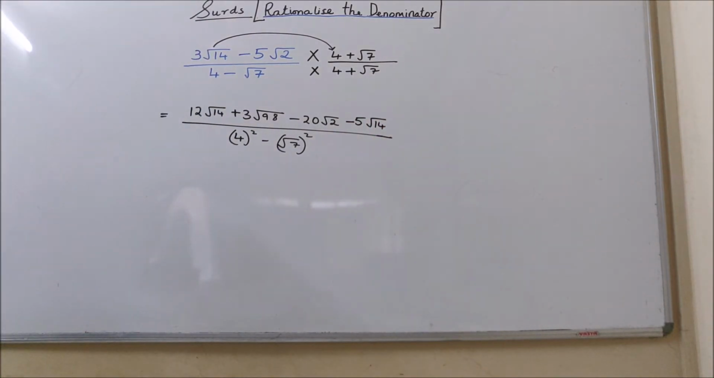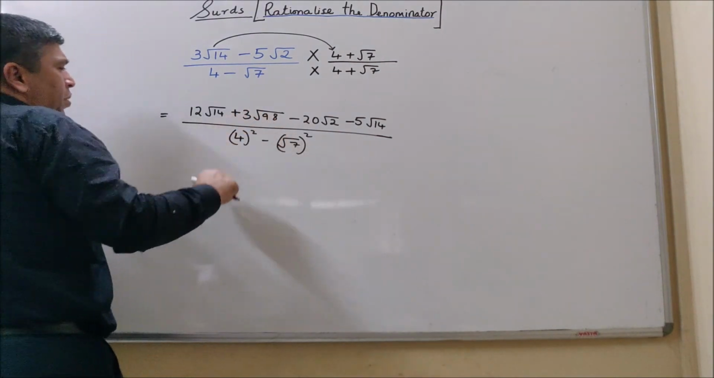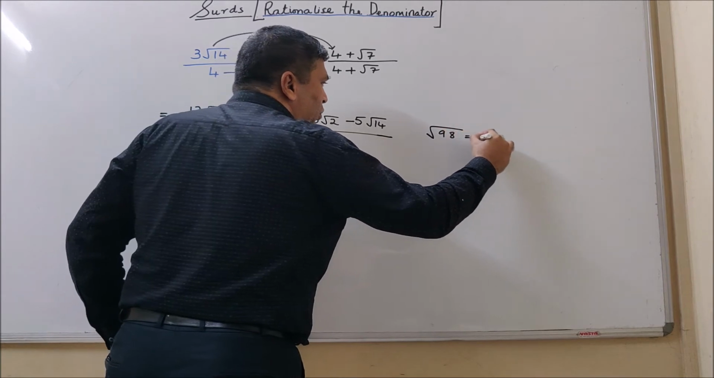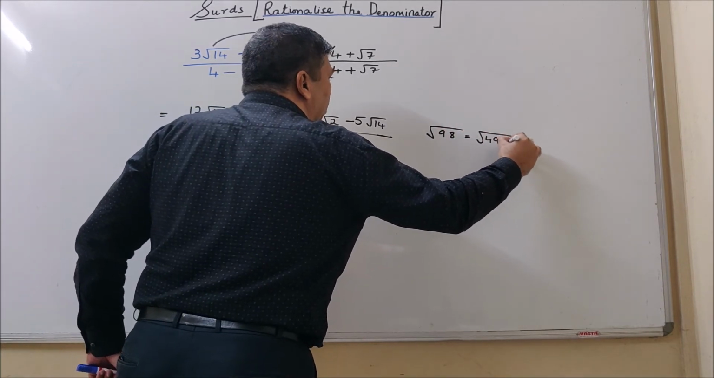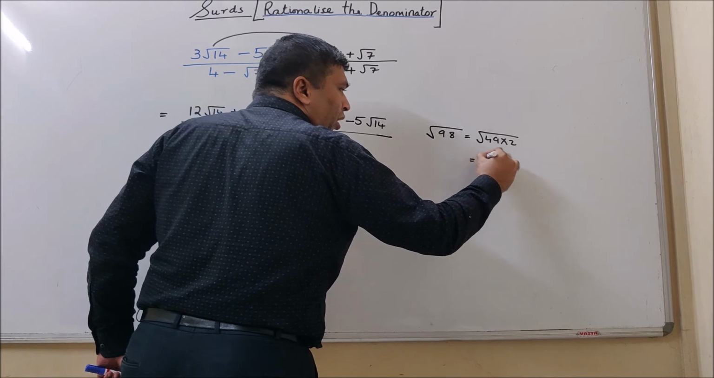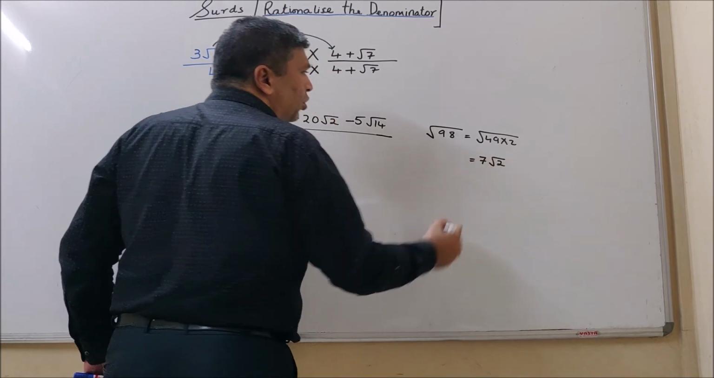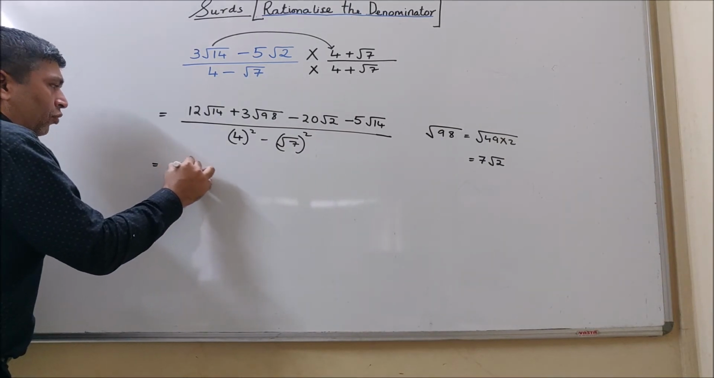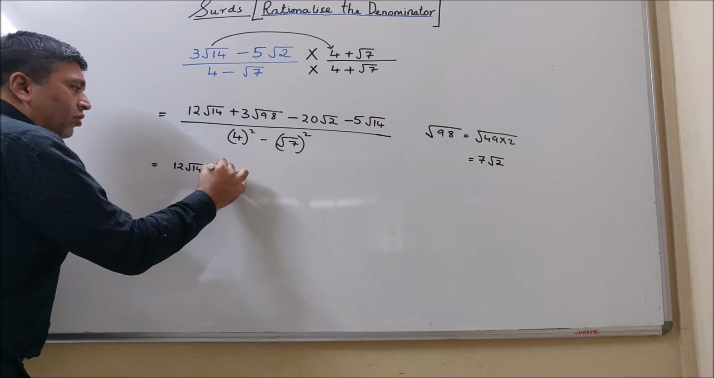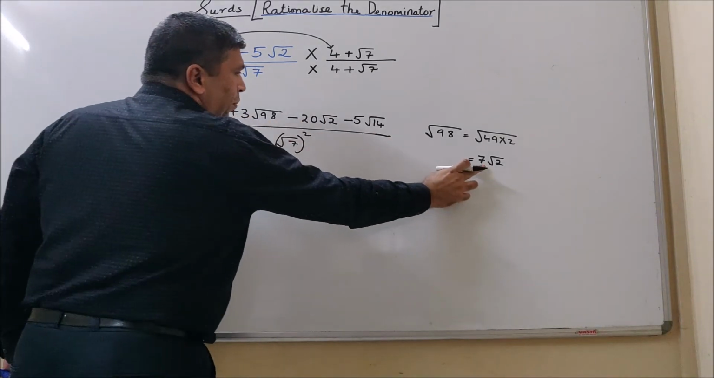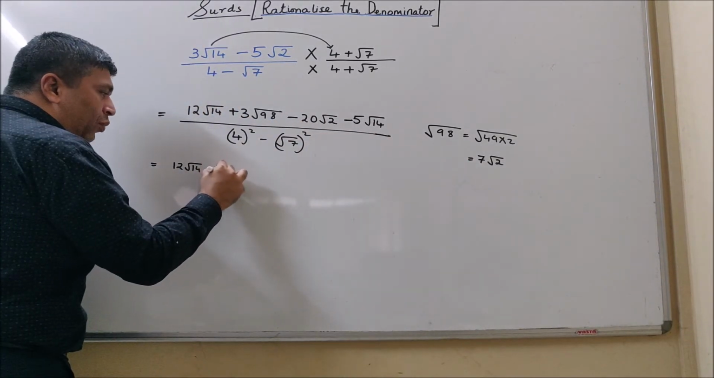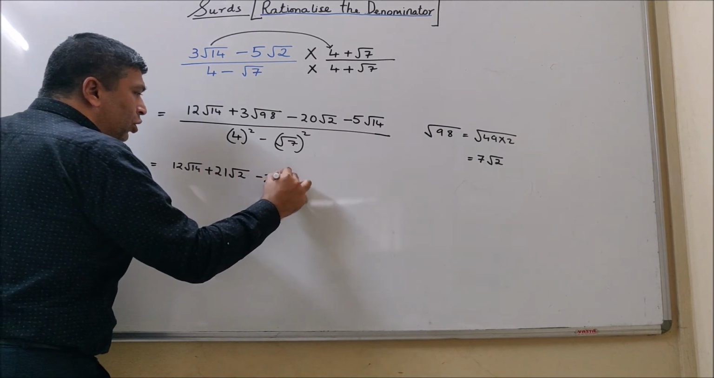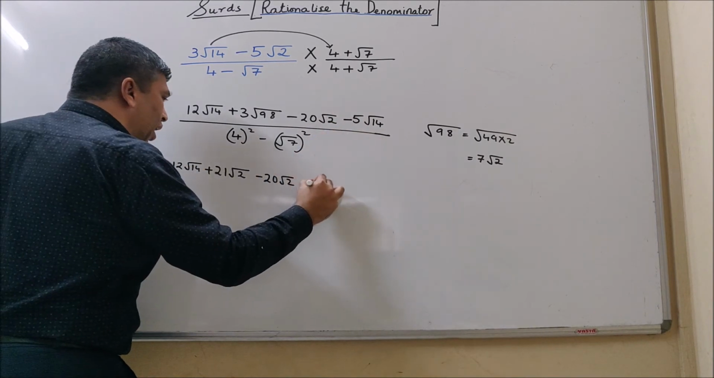Now, root 98 can be simplified. If I want to write root 98 in a simplified version, I will write it as 49 into 2. Root 49 is 7, so root 98 is 7 root 2. So 12 root 14 plus 3, now 3 will get multiplied with 7, so it will become 21 root 2 minus 20 root 2. And this will be as it is.